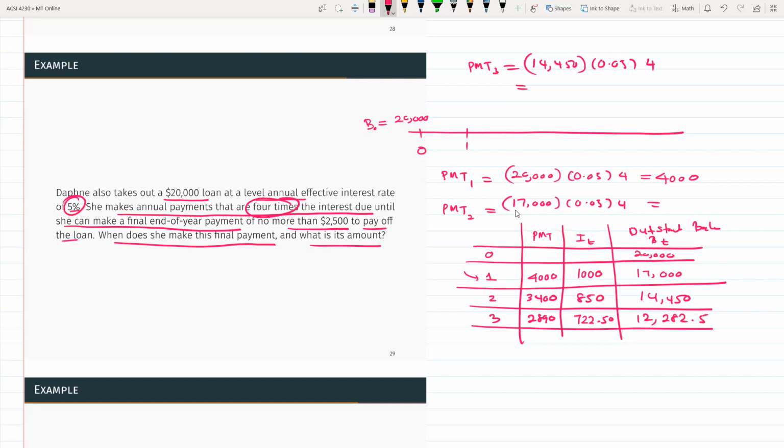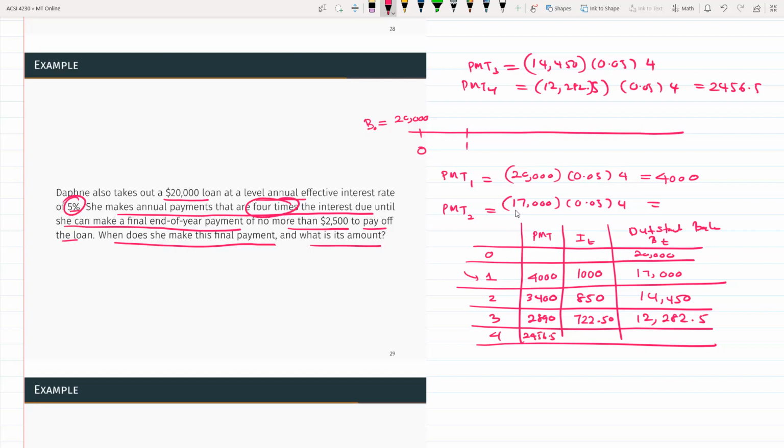So the question says she would continue this until she can make a final end of year payment of no more than 2,500 to pay off the loan. So if I go to the next one, the fourth one, let's see the payment for the fourth one. 9.05 times 4. So that would be 2,456.5. That would be the payment amount.